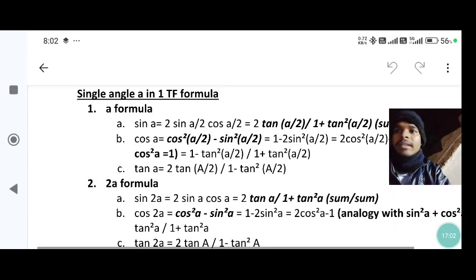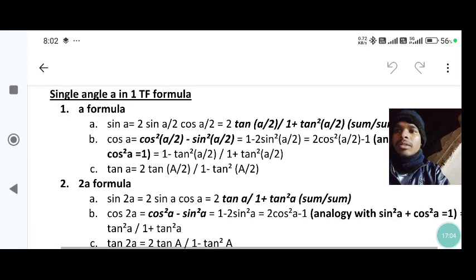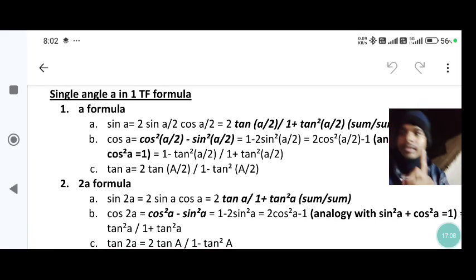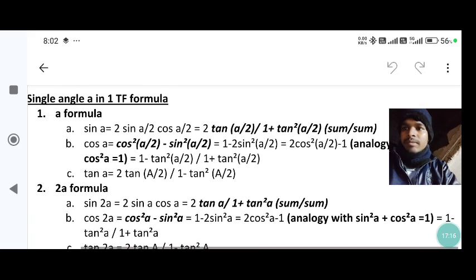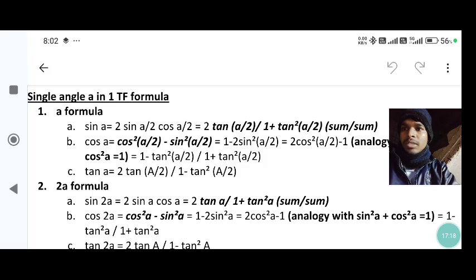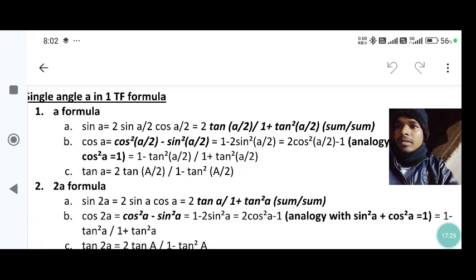For the single angle A formula, A is contained in only one trigonometric function, like only in sine, and no other trigonometric function is involved here. So sin A is equal to 2 sin A by 2 cos A by 2.